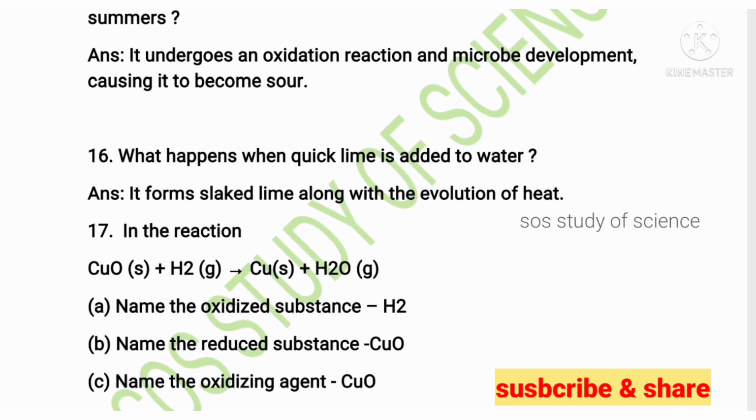The next question: what happens when quicklime is added to water? What is meant by quicklime? Quicklime is nothing but calcium oxide, the formula is CaO. When water is added to quicklime, it forms slaked lime. Slaked lime is nothing but calcium hydroxide, the formula is Ca(OH)2. The slaked lime is formed along with the release of a large amount of heat. So this is an example of an exothermic reaction.